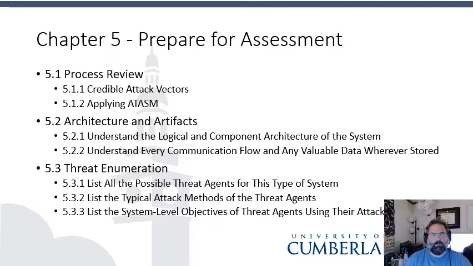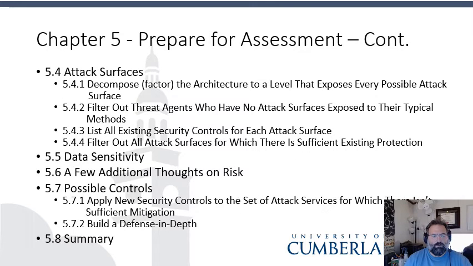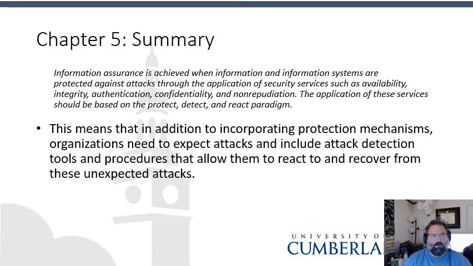Here's the outline of Chapter 5, which we'll be going over today. We'll start by discussing the process review. Then we'll move on to architecture and artifacts, threat enumeration, attack surfaces, data sensitivity, and a few additional thoughts on risk. We'll talk a little bit about possible controls, and then we'll conclude with the summary.